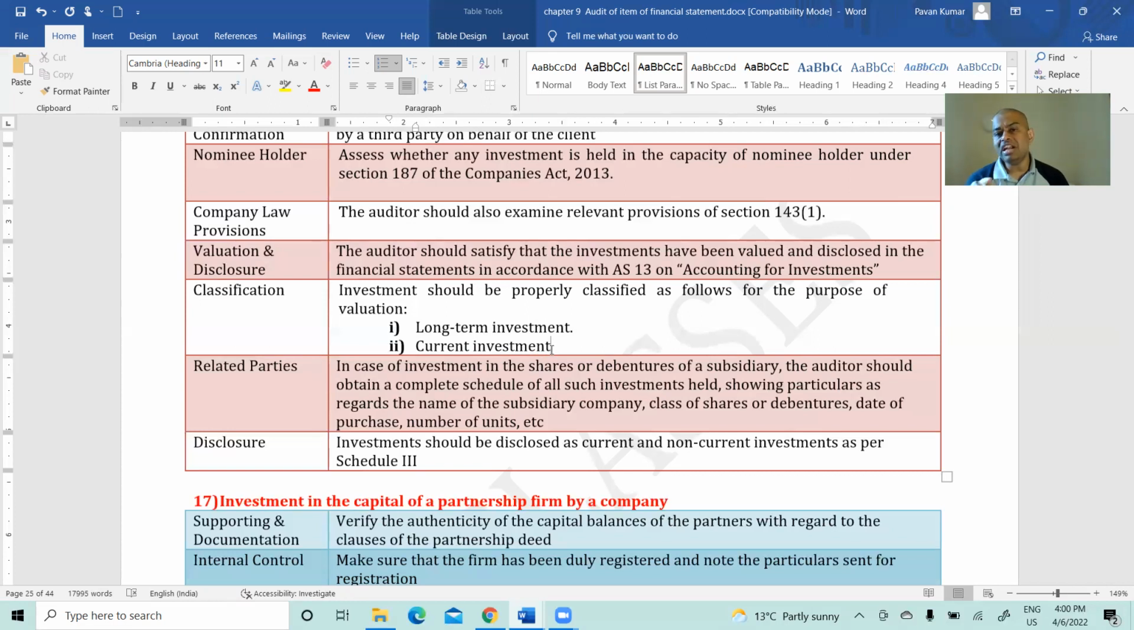Very good. It is called MTM. Have you heard MTM? No, sir. Mark to market. That means fair value. Look at the market value, and based on that, you need to value. Long-term investments normally at cost, but if there is any permanent decline or any decline which is not temporary, then a provision is to be created.